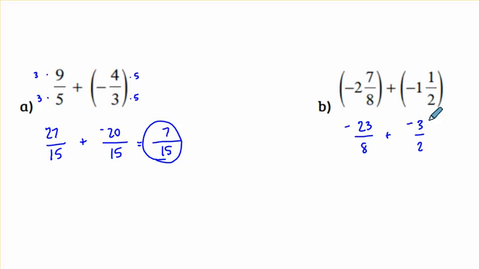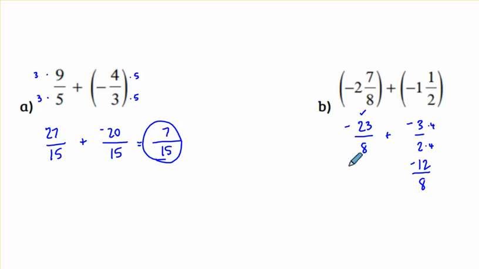Now, how do we do that? Well, we need a common denominator. The least common denominator for 8 and 2 is actually 8, which is nice because we can just keep this one as it is. The only thing we need to change is the second one. So in order to get a denominator of 8, we'd multiply by 4. And so this winds up being 8 on the denominator and negative 12 as our numerator.